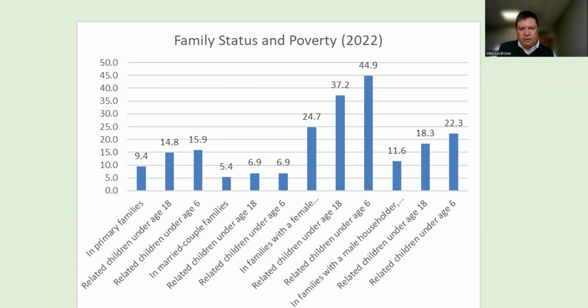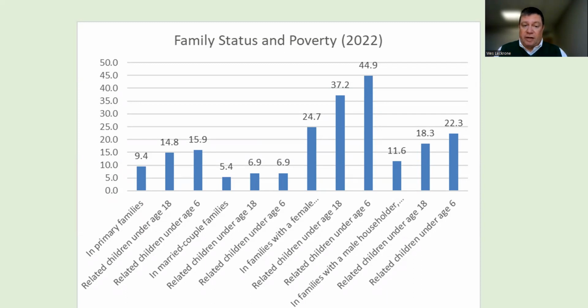Now, what's interesting here is that we can break this out into 3 separate other types of primary families. The first being married couples, the second being in families with a female head of household, and then finally in families with a male head of household. So the best poverty scenario that we see is people that are in married couple families. So in married couple families with no kids, poverty rate's only about 5.4%.